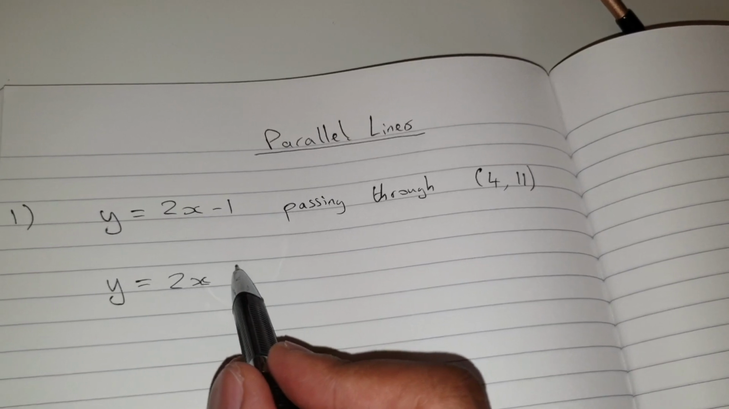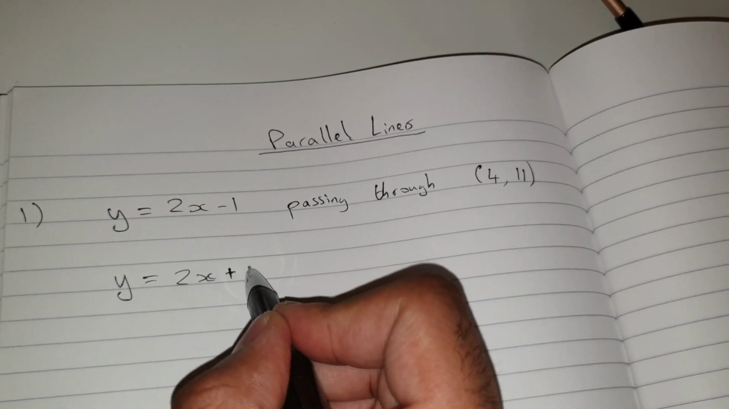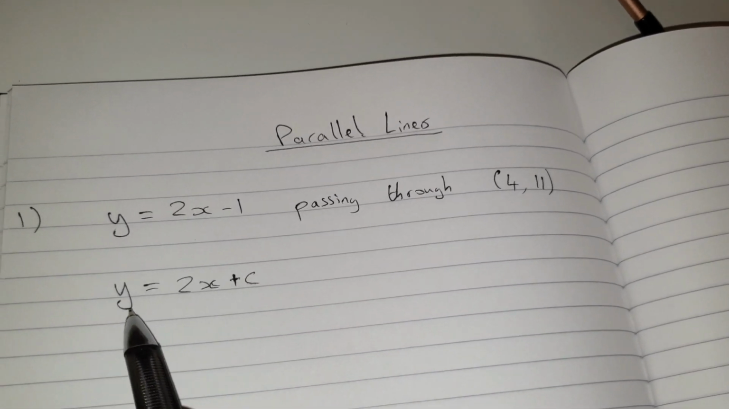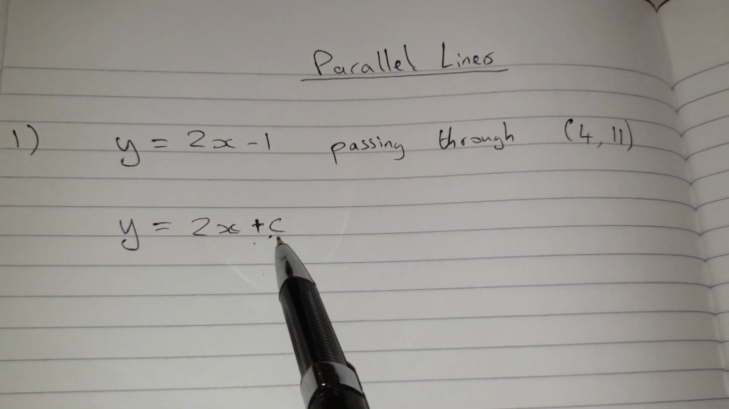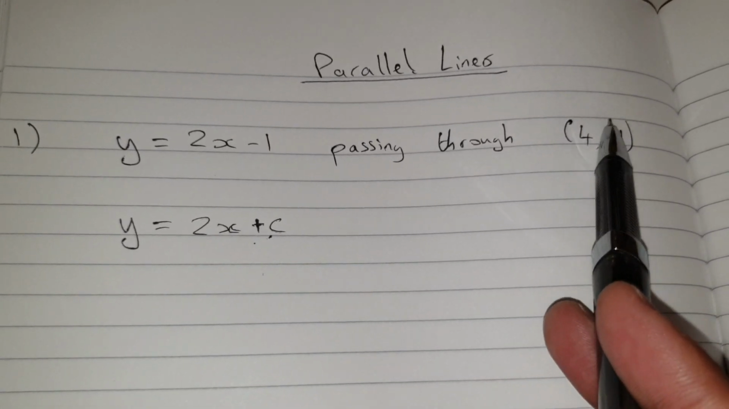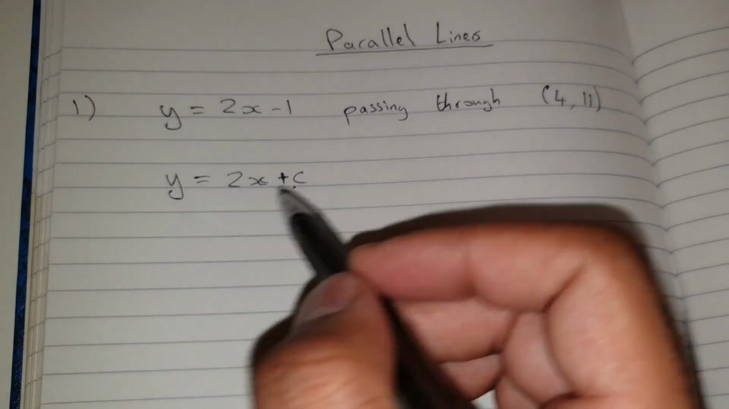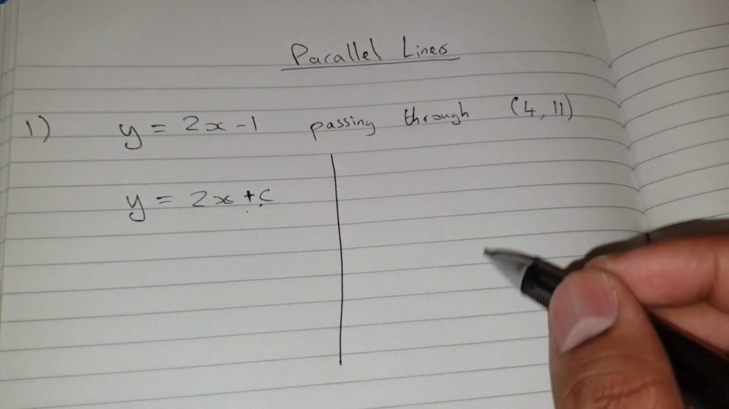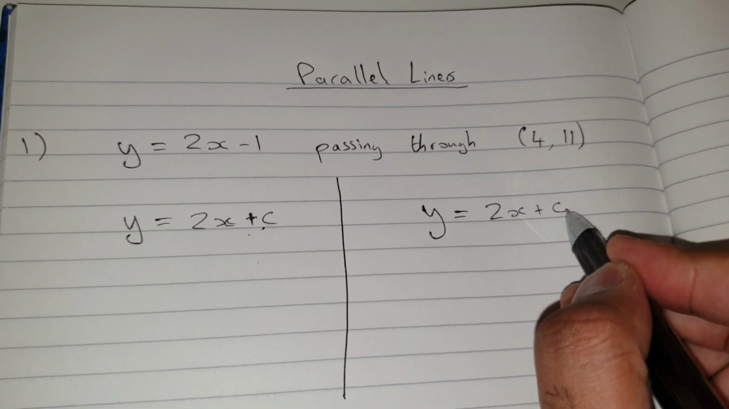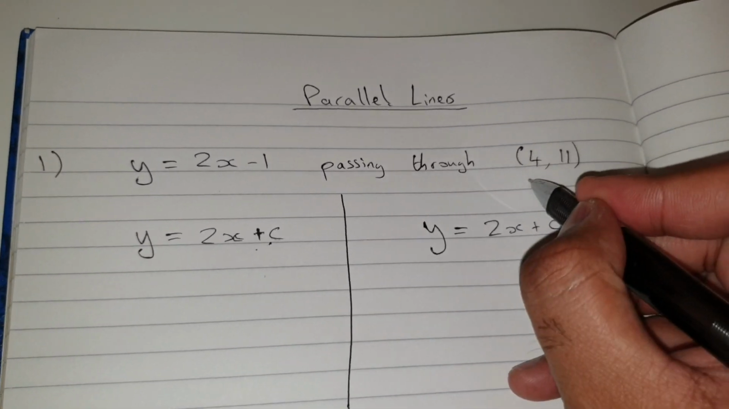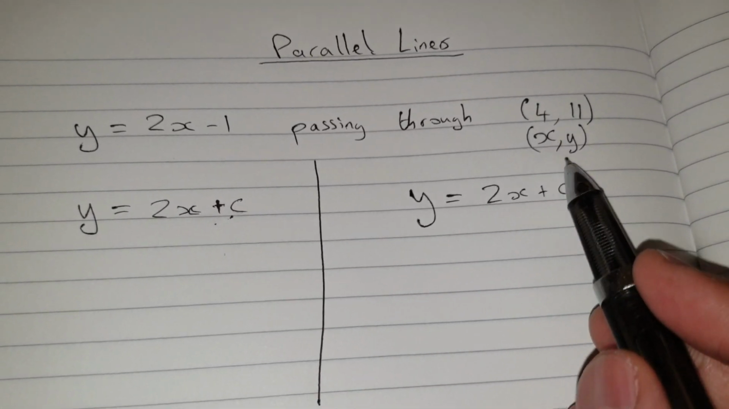Now to work out this part, we have to plug in these values here. So I'm just going to write plus c for now. So far, y equals 2x plus c, we don't know what this is. To work out the y-intercept, all we have to do is substitute these values into this equation in order to find the c. So I'm just going to do it over here. So far we've got y equals 2x plus c, and our x and y values are given to us here. So our x is going to be 4 and our y is going to be 11.